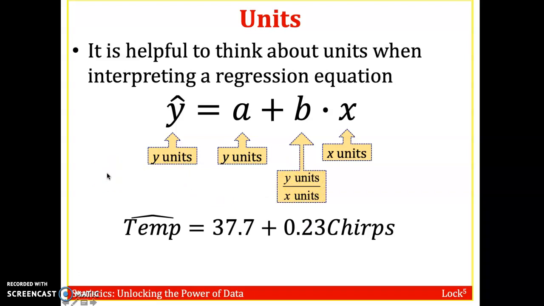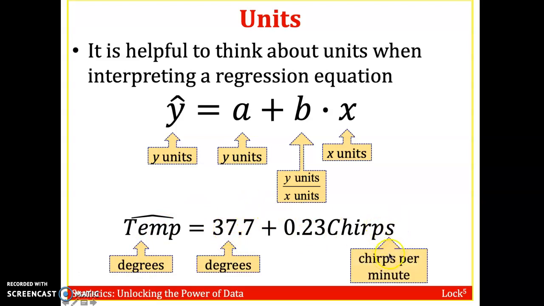So if we take an example where the temperature is predicted from cricket chirps, the y-axis is given in degrees. So that means the y-intercept is also degrees. The x units are chirps per minute. So here the slope is going to be the y units divided by the x units, or degrees per chirps per minute.